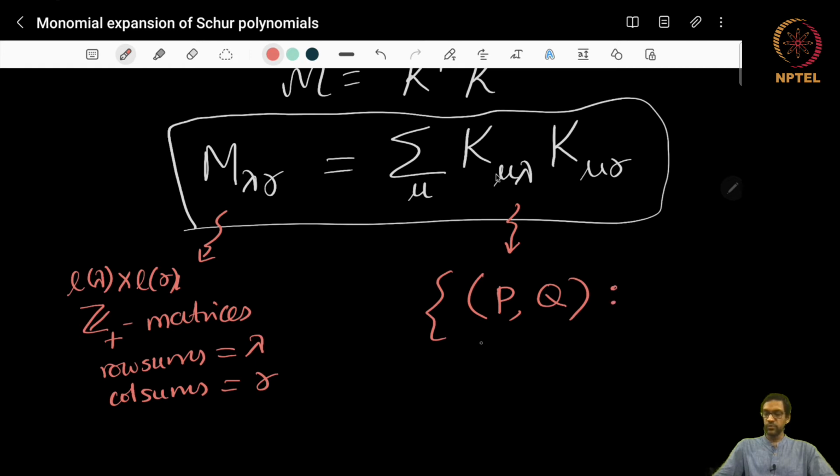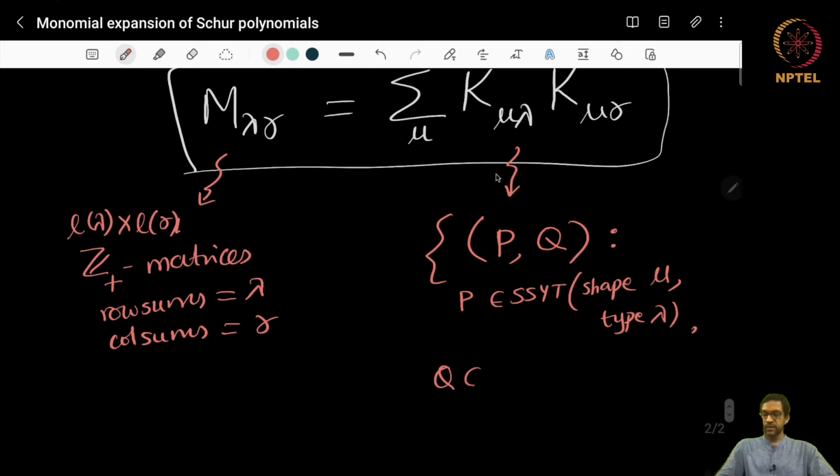Take pairs P, Q, where P and Q are both semi-standard tableaux. They both have shape mu. P is a semi-standard Young tableau of shape mu and type lambda, and Q is a semi-standard Young tableau of shape mu again and type gamma. The cardinality of this set of pairs satisfying these conditions is exactly this particular term, K mu lambda times K mu gamma.